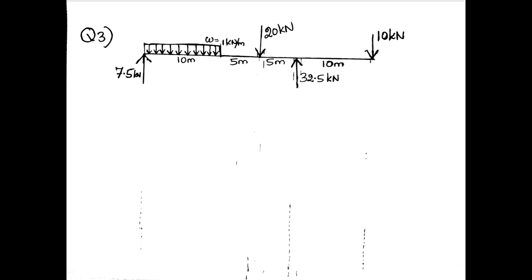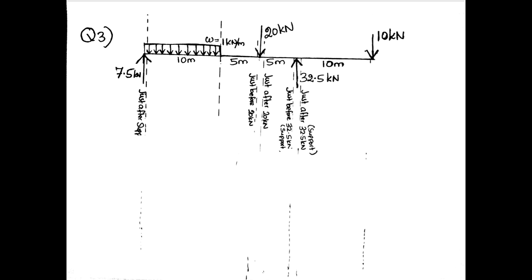Now we have to draw the shear force diagram. Okay, firstly find out the critical points. Identify the critical points. These are the critical points of the beam: just after the left hand support, this one, just before 20 kilonewton, after 20 kilonewton, before 32.5 kilonewton, after 32.5 kilonewton, just before the 10 kilonewton.